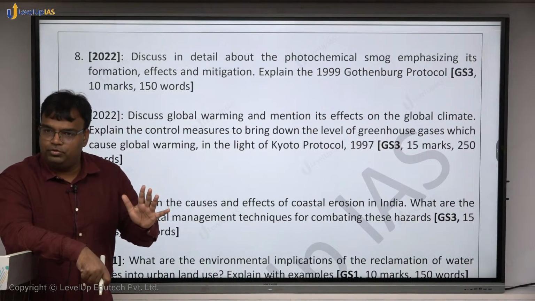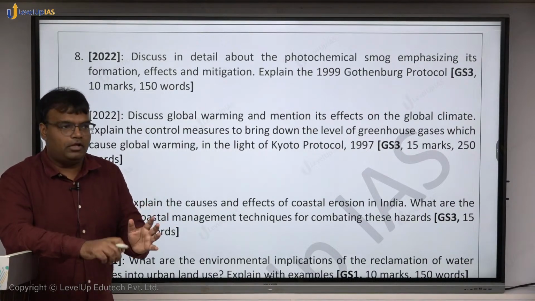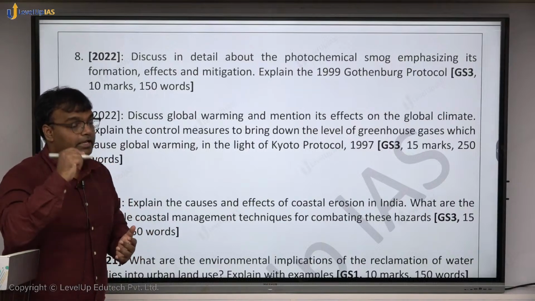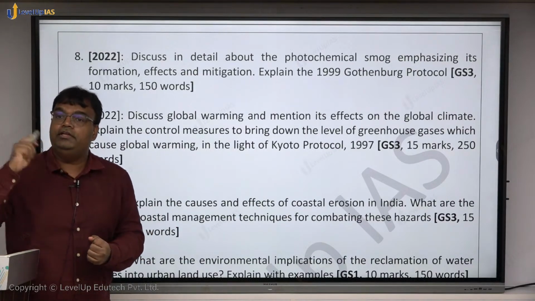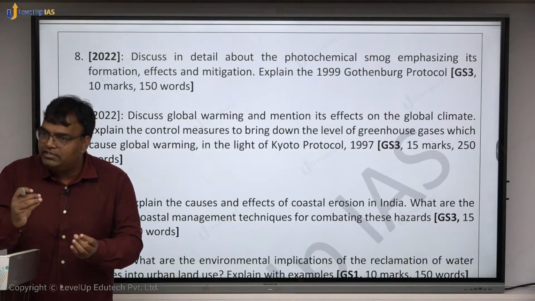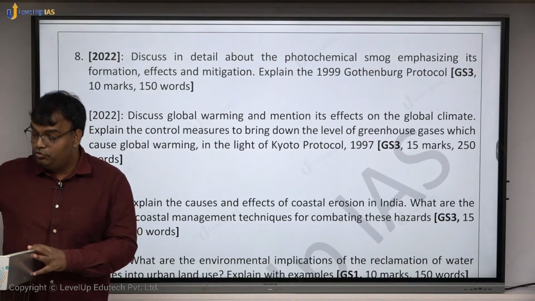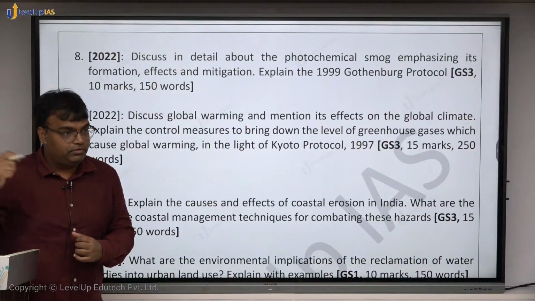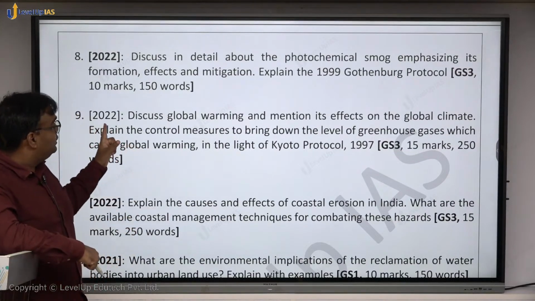You should be prepared so well that for the other areas which are a bit fringe, areas where we'll think in the examination and write, even if we get 4 or 3 marks, our score in GS would be way better. Our score in GS will be excellent. Okay, so discuss global warming.